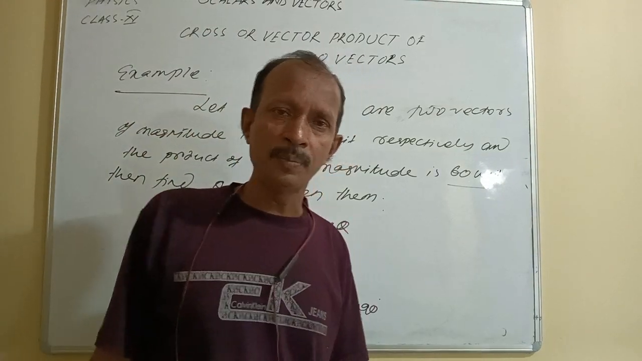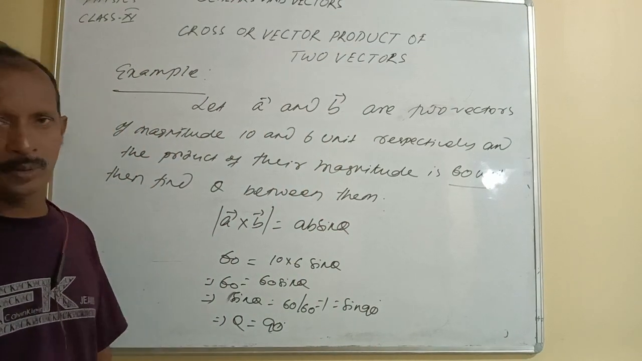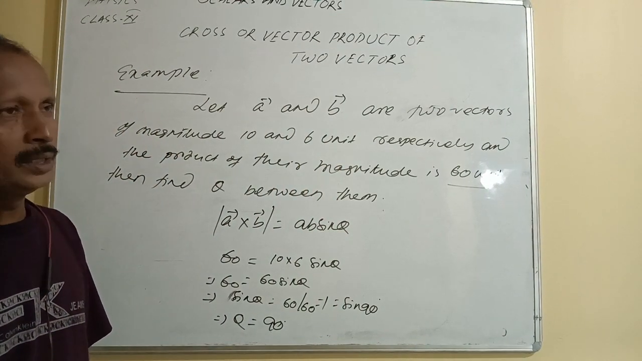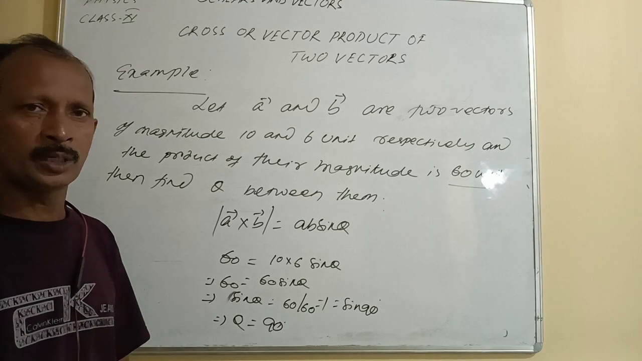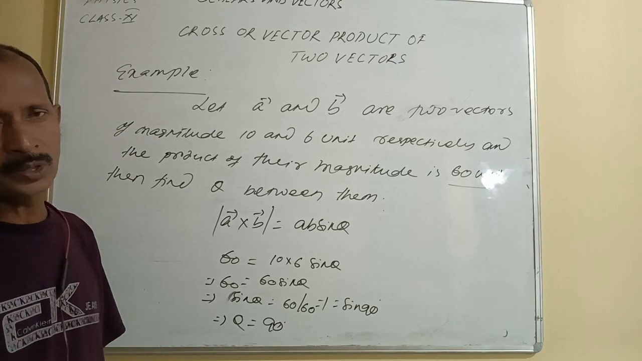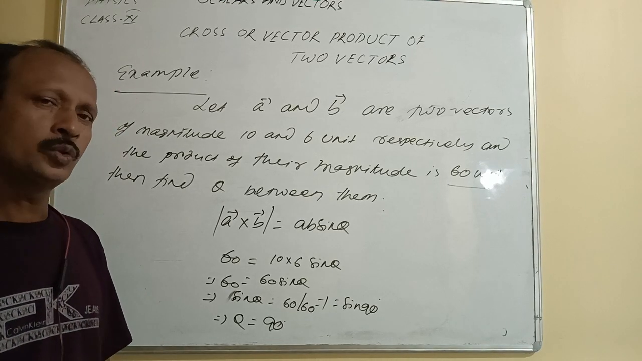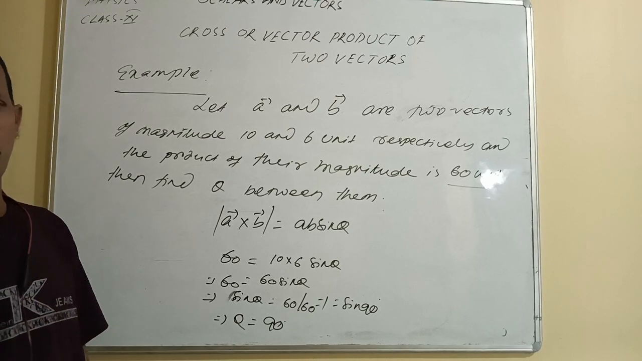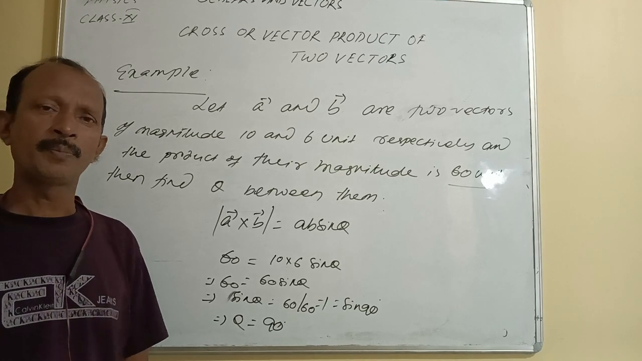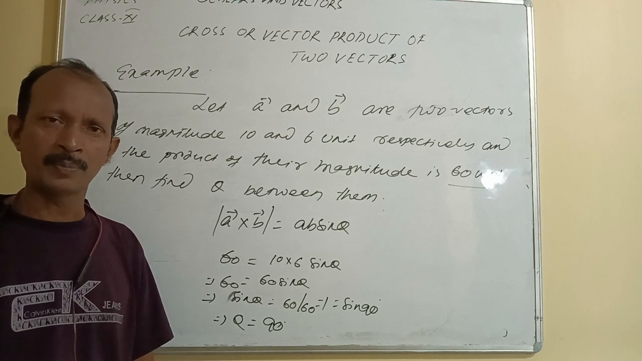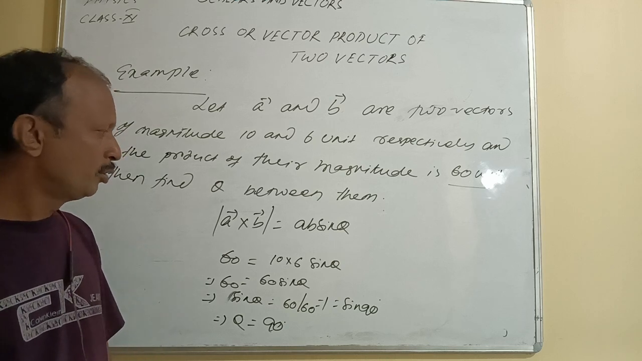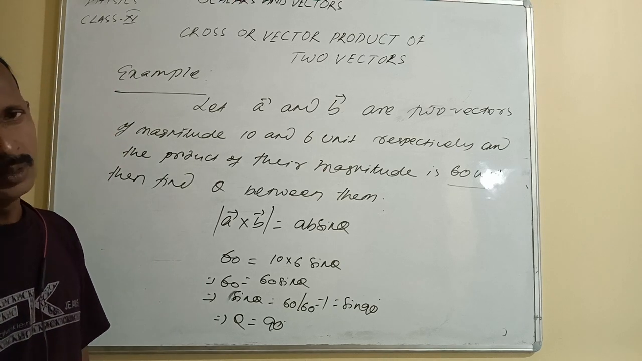So children, I hope that you have understood the concept of the cross or vector product of two vectors. In my previous videos, I explained dot product. In my upcoming videos, I will explain the properties of cross product and vector product. At the same time, I will try to solve some numerical problems.